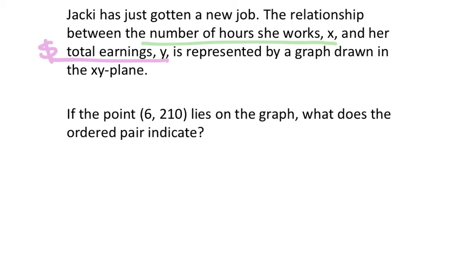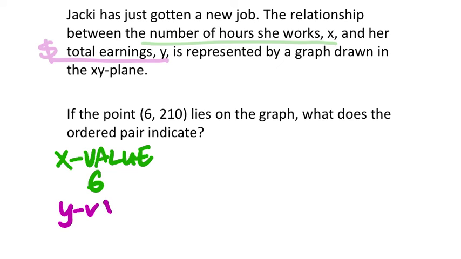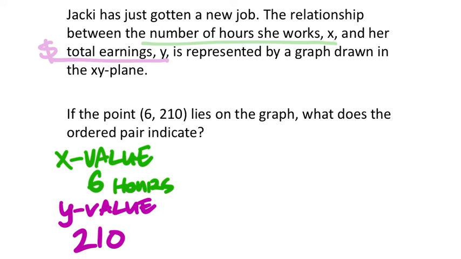So we have both values. I got an X value here that is 6. And a corresponding Y value that is 210, okay? So what do these represent? Well, it says up here that X is number of hours she works. So if she works for 6 hours, we see that the Y value represents total earnings in dollars. Well, that means she would make $210.